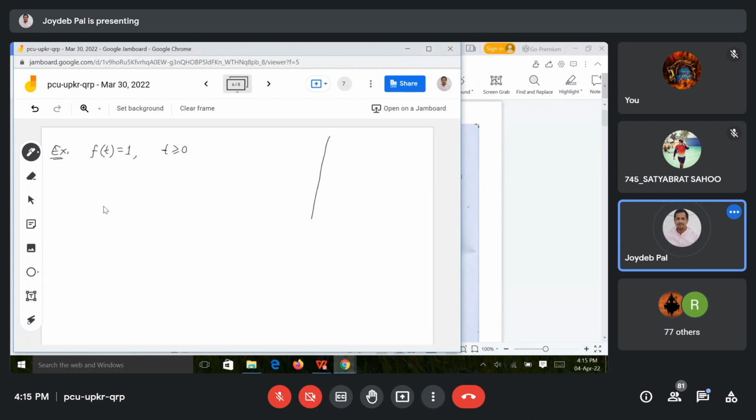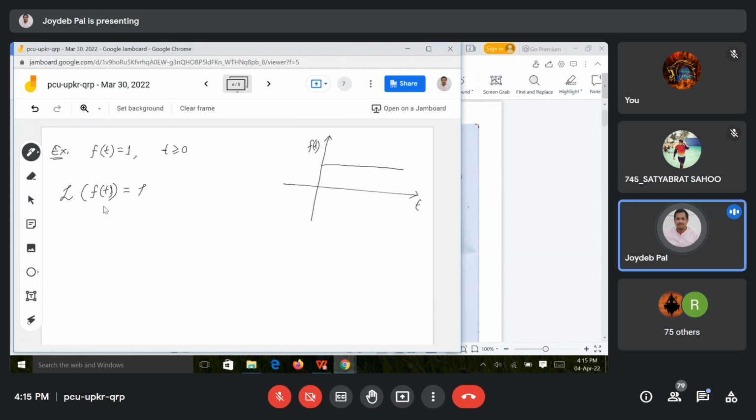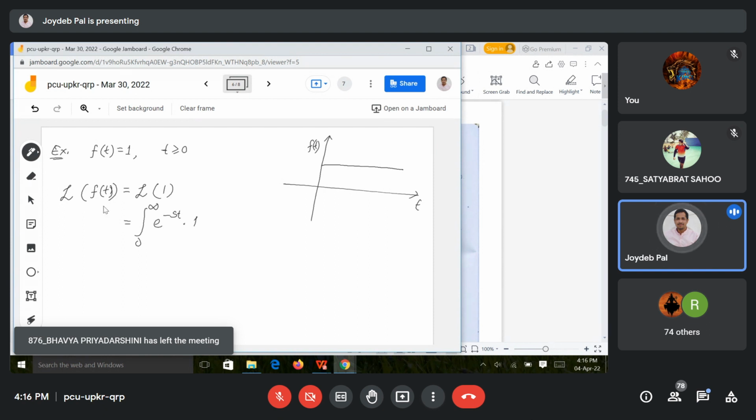This type of graph, right? That is t, and f(t). It is f(t) equals 1, t greater than or equal to 0. Now only for that portion, whenever t is greater than or equal to 0, if it is asked what is the Laplace transform of that function, how to find it? You apply the definition, that is the Laplace transform of 1. According to the definition, it is 0 to infinity e to the power minus st into f(t), which is 1.